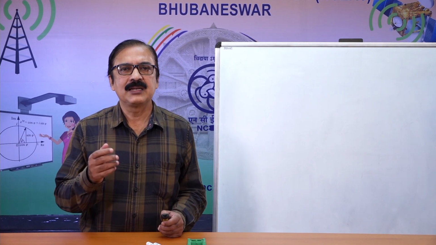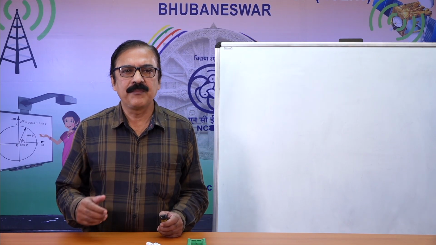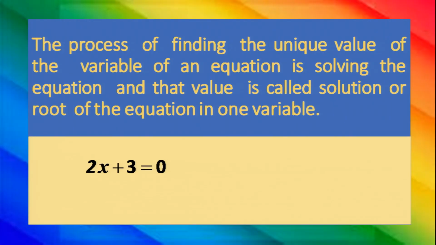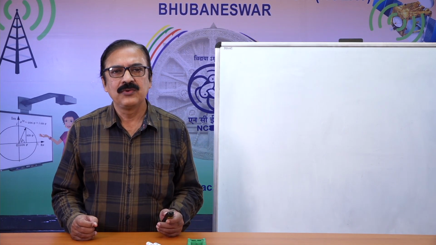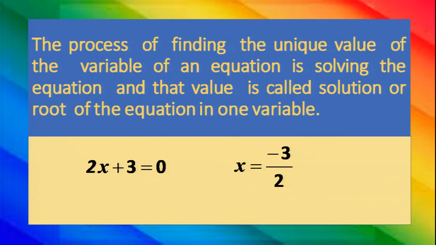Okay, let's see an example. 2x plus 3 is equal to 0. This is an equation, a linear equation, and in one variable. What is its solution? Its solution is x is equal to minus 3 by 2. How to solve it? Let's see how we get this x equal to minus 3 by 2.